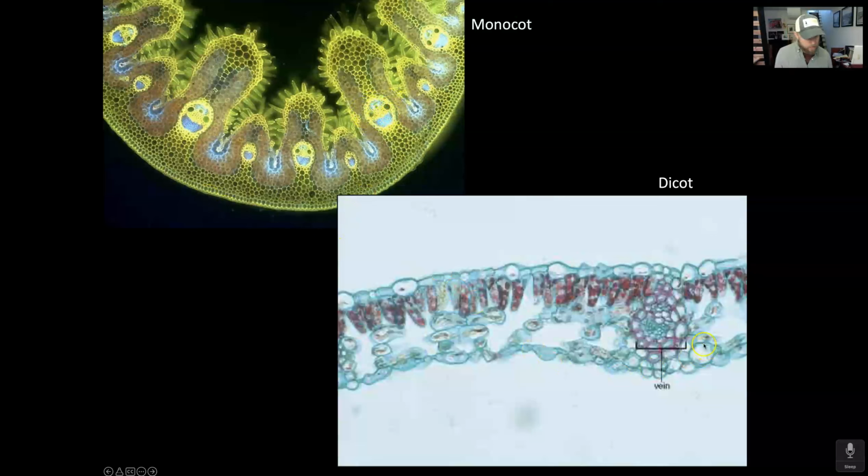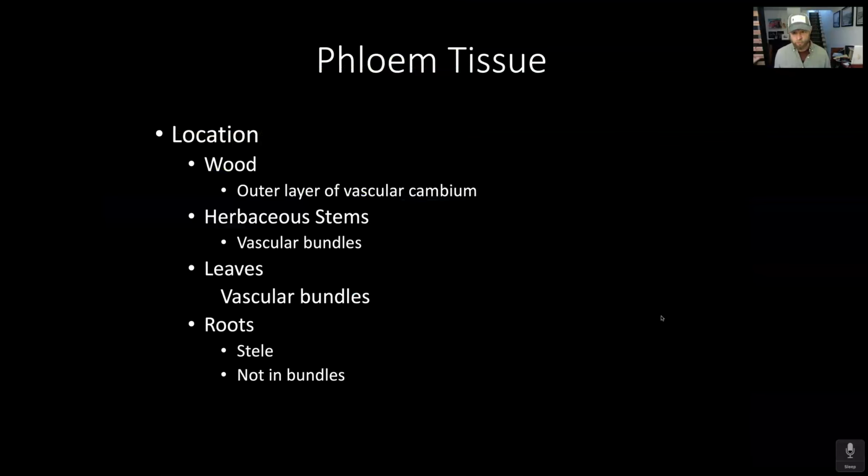And then this is not very clear here, but this is the vascular bundle in a dicot leaf. Same thing, where this reddish area is going to be the xylem, and then this bluish turquoise stuff is the phloem. So again, they're co-located in these vascular bundles in herbaceous tissue.